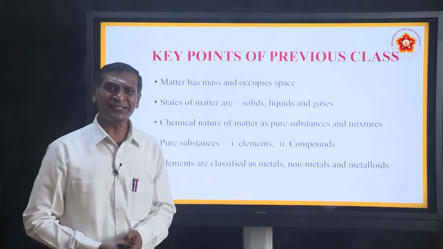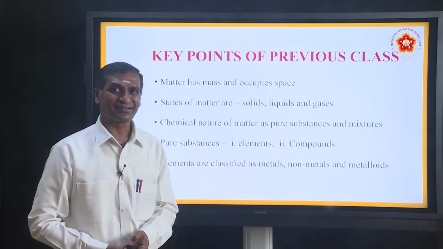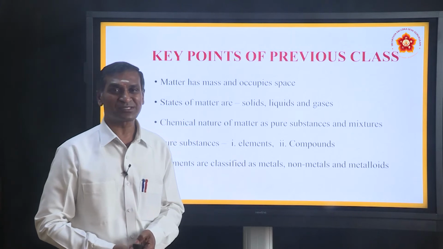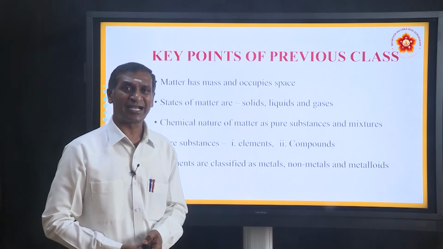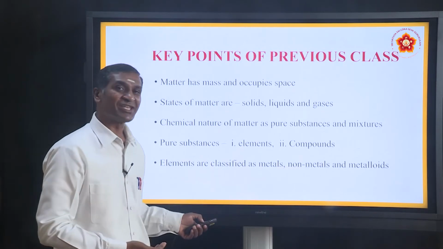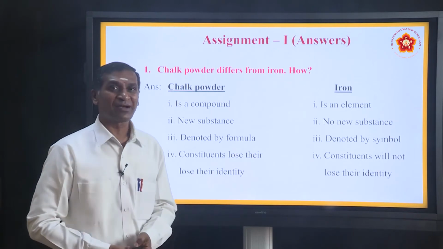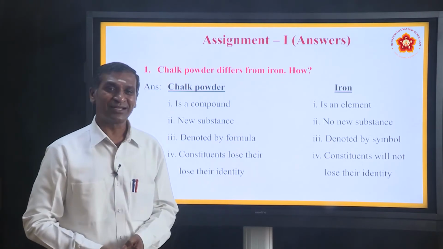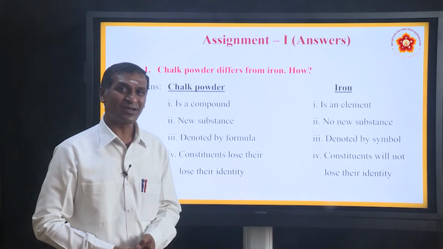Metalloids are the intermediate state between metals and non-metals. Arsenic, antimony, bismuth and silicon are the examples for the metalloids. They behave both as metals and also as non-metals. Dear students, hope we recapped the main points of our previous part, and now the assignment 1. Let us check out our answers, whether clear or not.